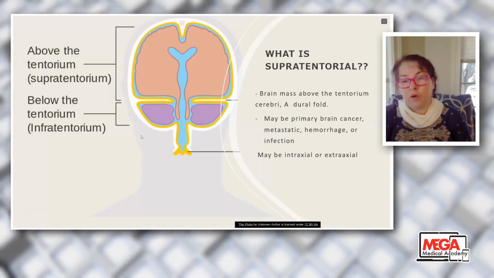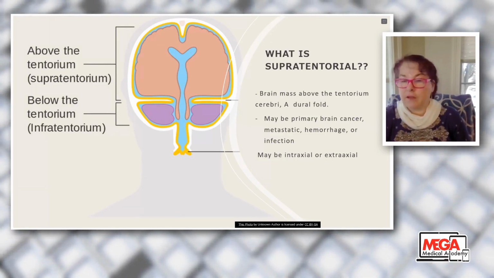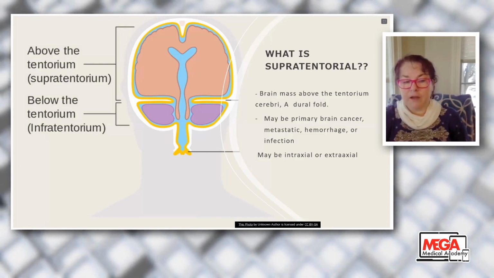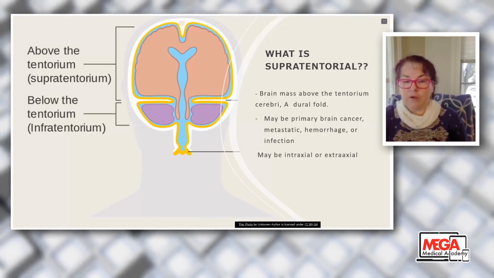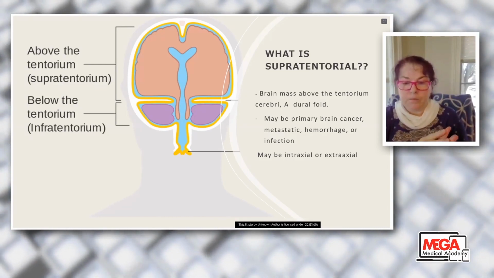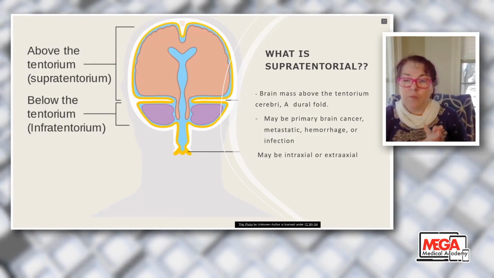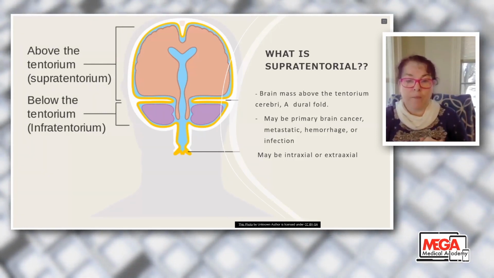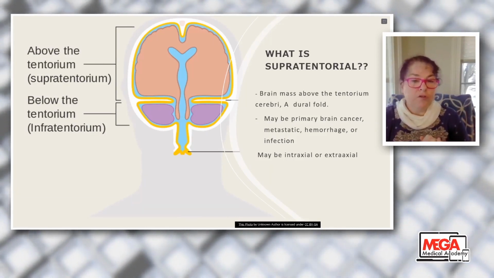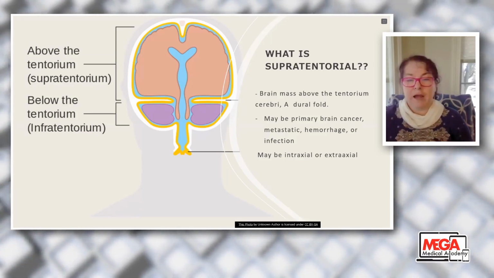So what is supratentorial? That is the area of the brain that is above the tentorium. Here's a schematic picture. Most of the brain is actually above the tentorium. Below the tentorium is your brain stem and your cerebellum. Things that may go wrong in the supratentorial area of the brain can be a primary brain cancer. You may have metastatic brain cancer, a hemorrhage, or an infection, and these all may be intraaxial or extraaxial.